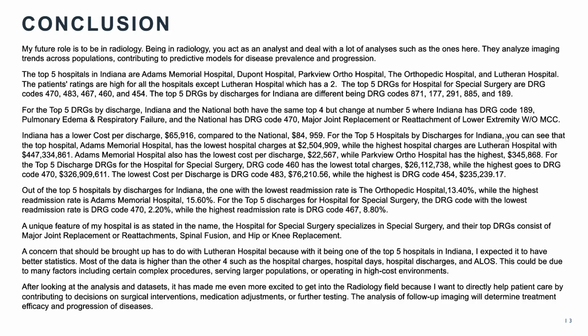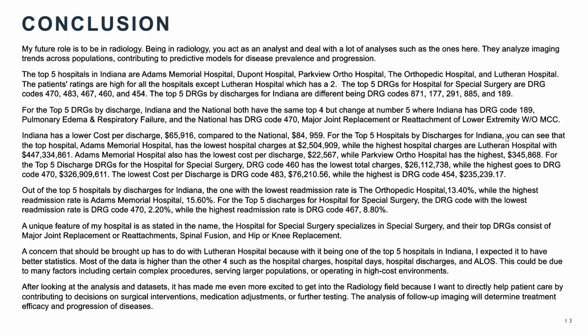For the top 5 discharge DRGs for the Hospital for Special Surgery, DRG code 460 has the lowest total charges, while the highest goes to DRG code 470. The lowest cost per discharge is DRG code 483, while the highest is DRG code 454.